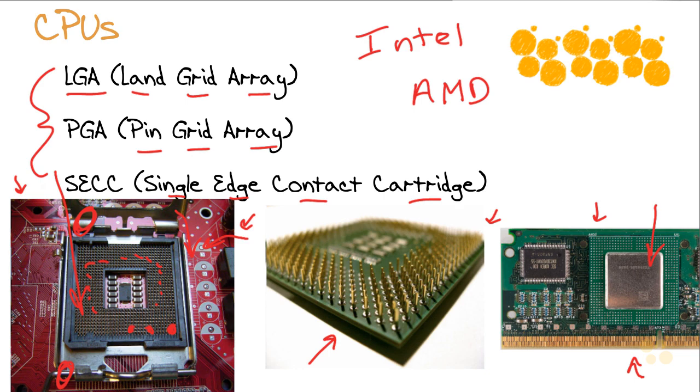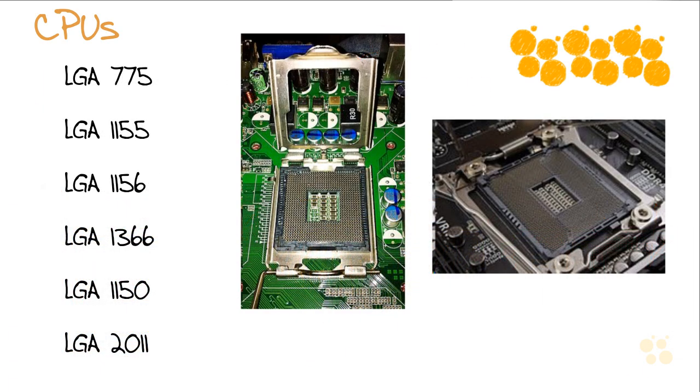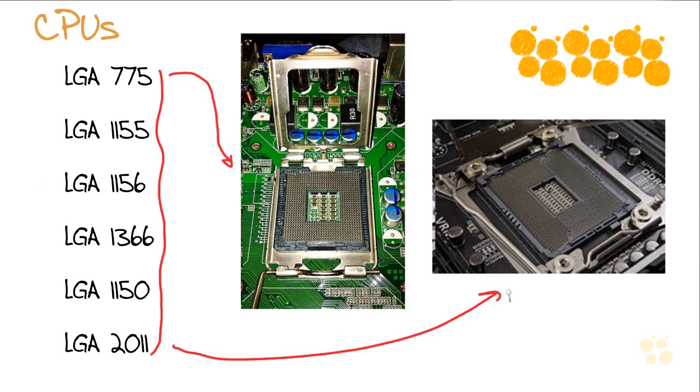Now, it turns out that Intel is a big fan of the land grid array style of chip. So with their CPUs, they're going to have all these different types throughout the years of LGA sockets that we could have on a motherboard. Here's an LGA 775, and over here is an LGA 2011. What do those numbers represent? Well, you can see it with the naked eye.